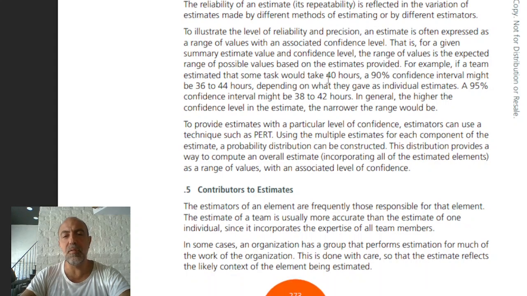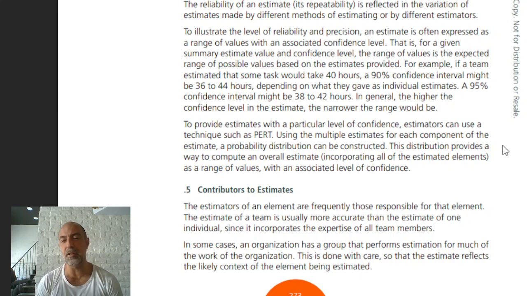To illustrate the level of reliability and precision, an estimate is often expressed as a range of values with an associated confidence level. That is, for a given summary estimate value and confidence level, the range of values is the expected range of possible values based on the estimates provided. For example, if a team estimated that some task would take 40 hours, here they're talking about how they weigh the range. A 90% confidence interval might be 36 to 44 hours, right?